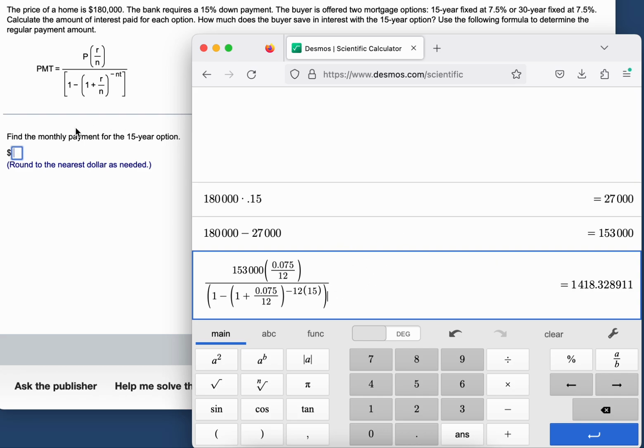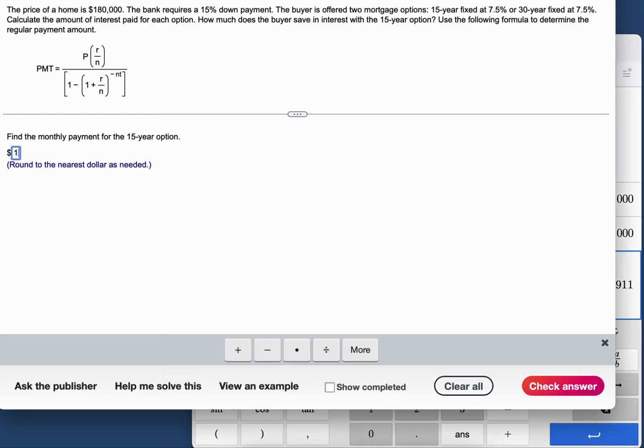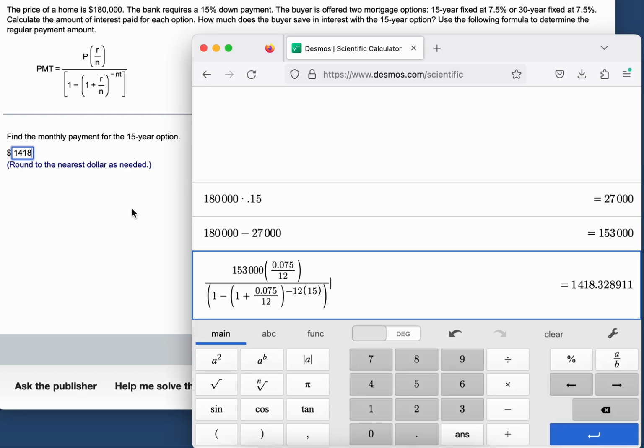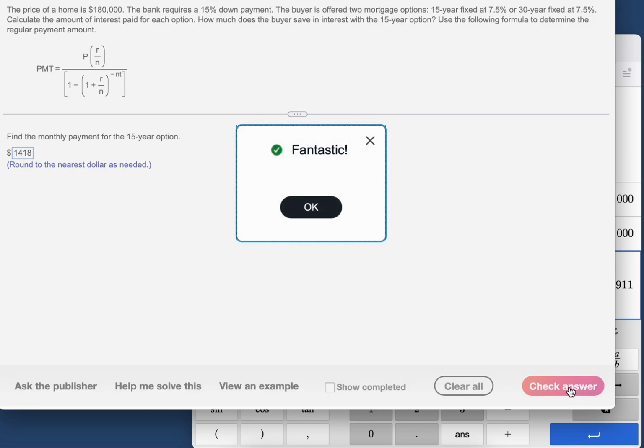The monthly payment for the 15-year option, if we round to the nearest dollar, is going to be $1,418. I'll put that here. Okay, just go back to my calculator. Okay, that looks correct. All right, fantastic.